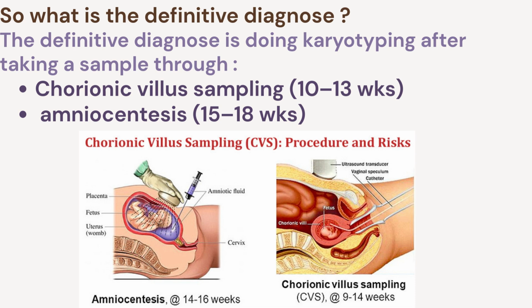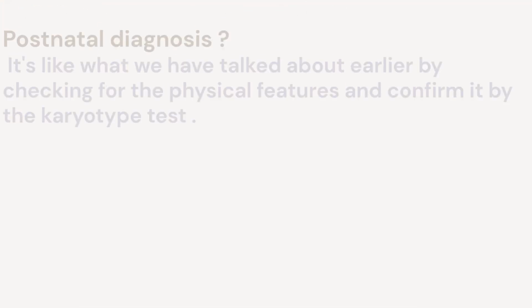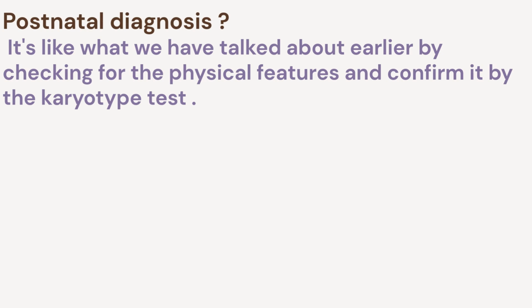This requires a sample obtained through a procedure like chorionic villus sampling, which is usually done between weeks 10 and 13, or by amniocentesis, which is performed between weeks 15 and 18. For postnatal diagnosis, it is as we talked about earlier. It involves checking the characteristic physical features and then confirming the diagnosis with a karyotype test.